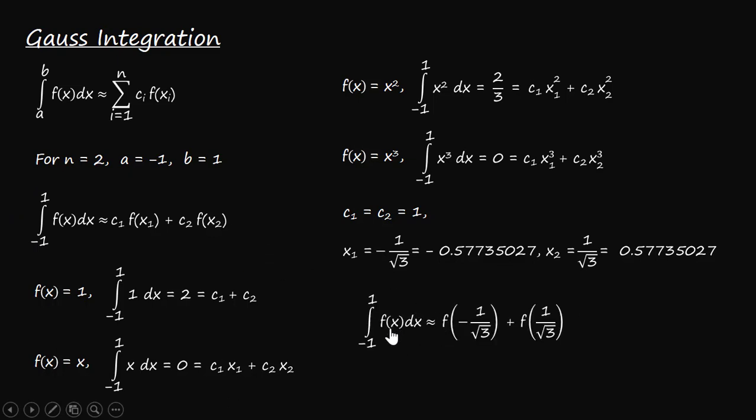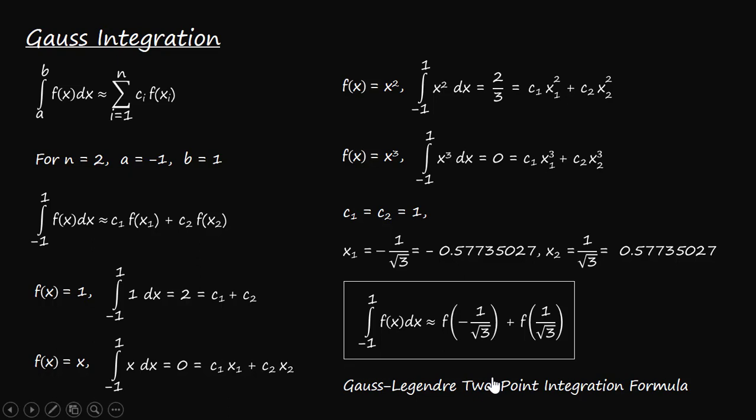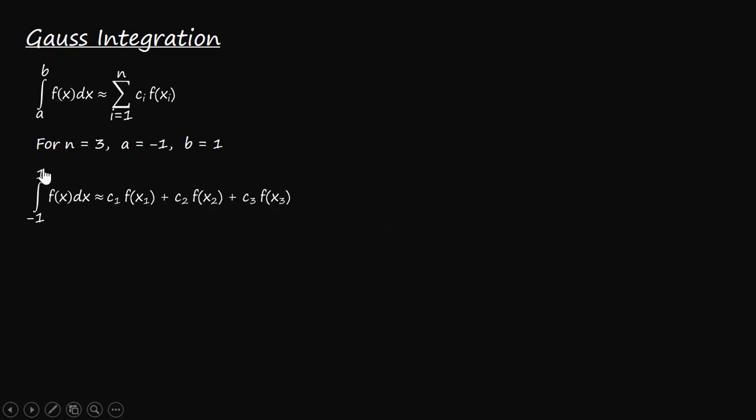Now substituting these values of c1, c2, x1 and x2 into this integral equation, we will get the integration of the function f of x from -1 to 1 with respect to x approximated as the function value at -1 upon square root of 3 plus the function value at 1 upon square root of 3. Now this formula is called the Gauss-Legendre two-point integration formula.